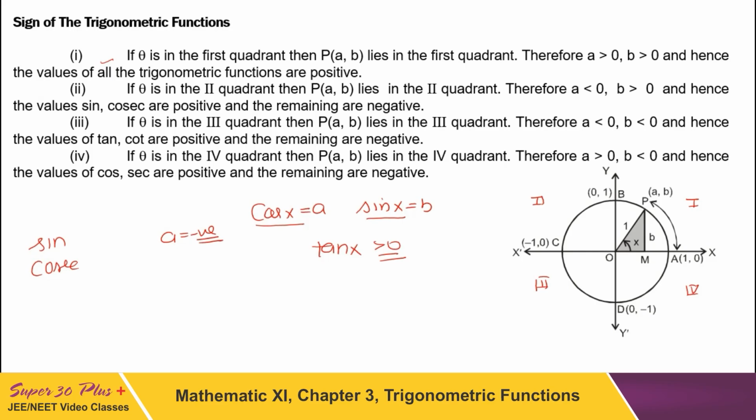In the third quadrant, the point will be minus A comma minus B, meaning cos is also negative, sin is also negative, which implies only tan and cot are positive and the other trigonometric ratios are negative in the third quadrant. And similarly, if theta lies in the fourth quadrant, then A is positive and B is negative. You can say that sin is negative. If sin is negative, then in the fourth quadrant, all trigonometric ratios except cos and sec are negative. Cos and sec are positive and the remaining are negative. This is the basic sign scheme, or you can say the basic sign of trigonometric ratios.